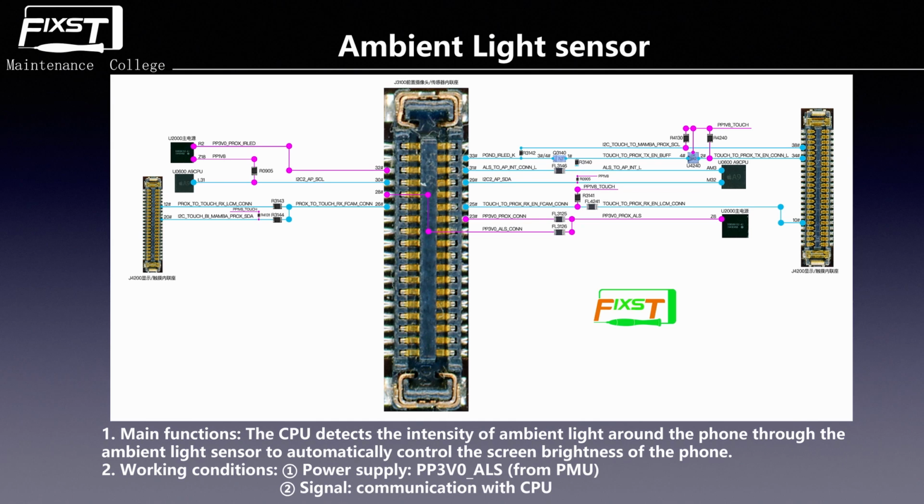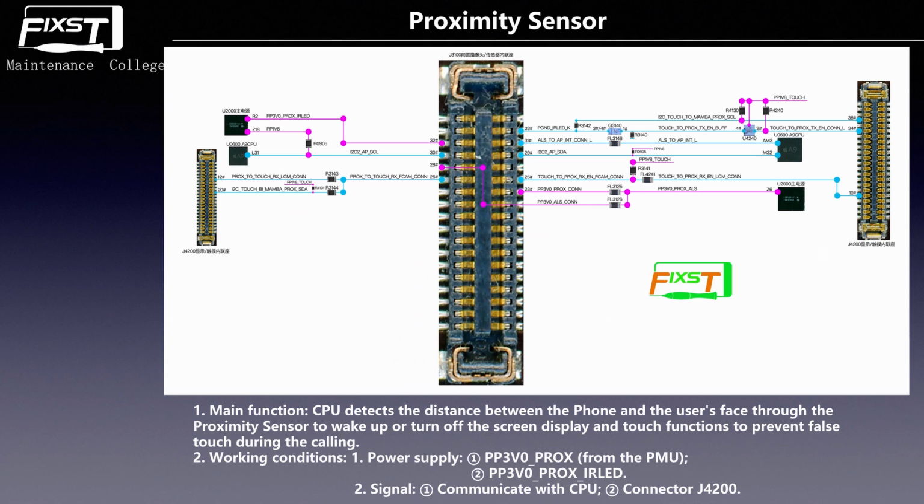The CPU uses the I2C lines to control the ambient sensor and the proximity sensor, these two sensors at the same time. Then we see pin 13. This pin is ALS to AP INT. This is the signal line, the interrupt signal from the ambient sensor to the CPU. Okay, come back to the class.